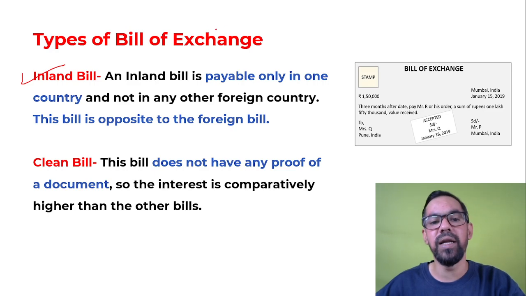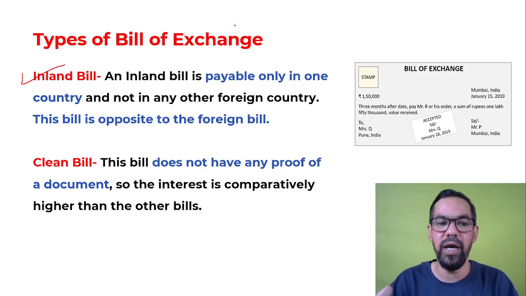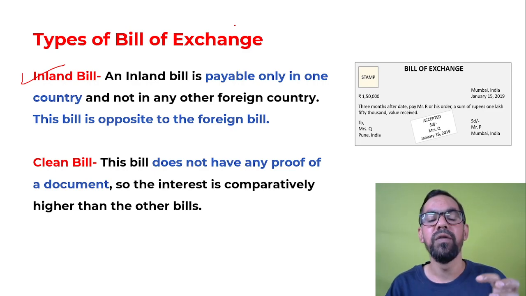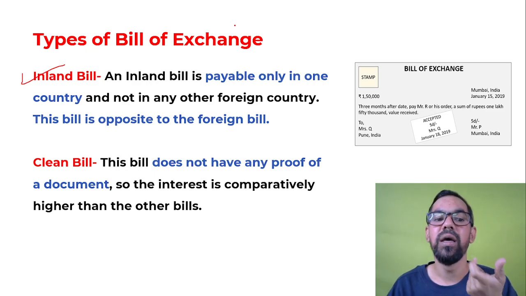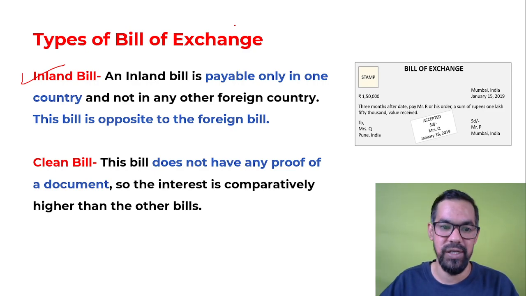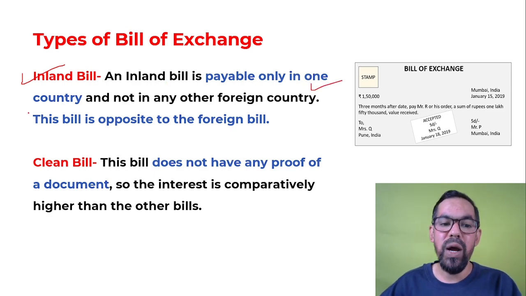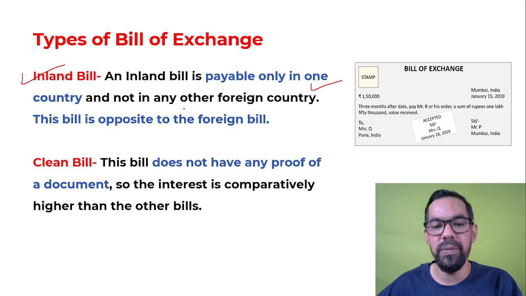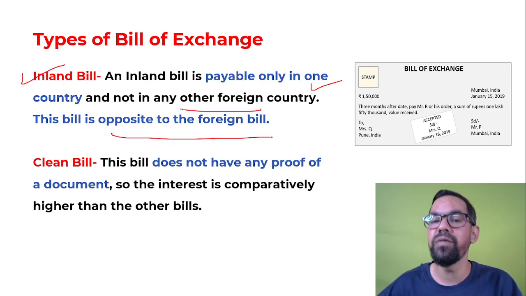Next one, inland bill. They are eligible in our country only. If you take the example of India, if any bill of exchange is issued in India, it will be eligible for encashment in India only. That type is generally known as an inland bill. Foreign bills can be presented in India as well as in some foreign countries. An inland bill is payable only in one country and not in any other foreign country, so this bill is the opposite of a foreign bill.